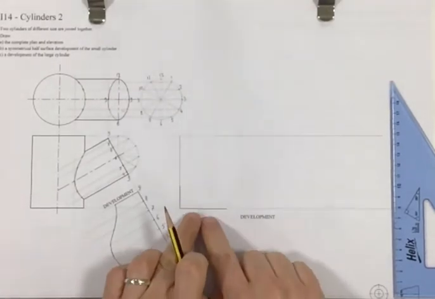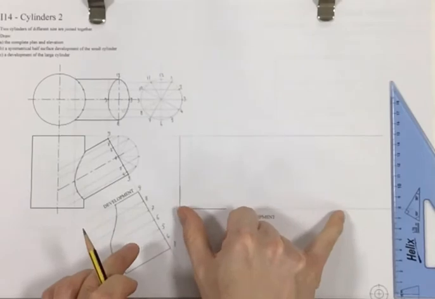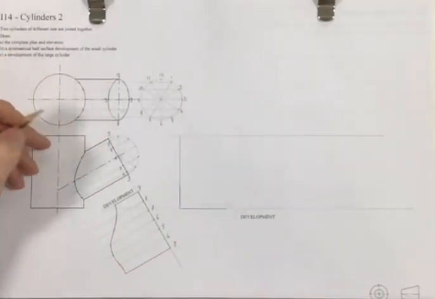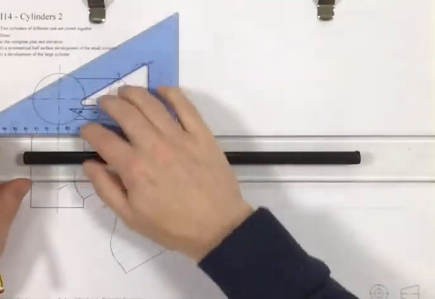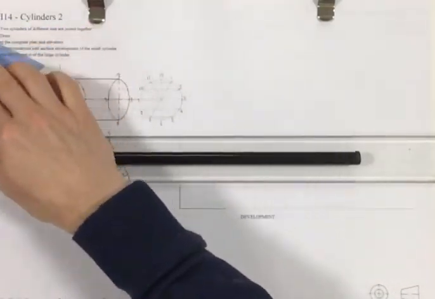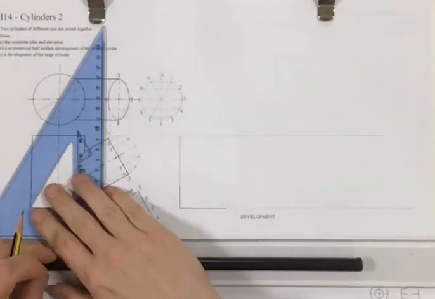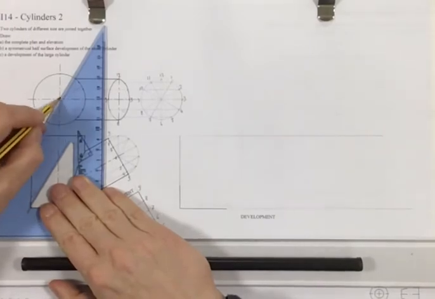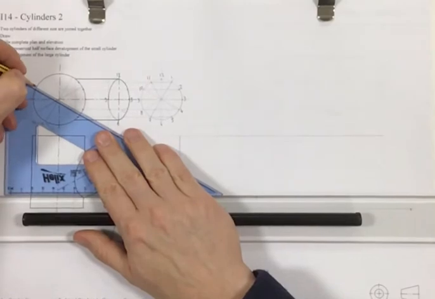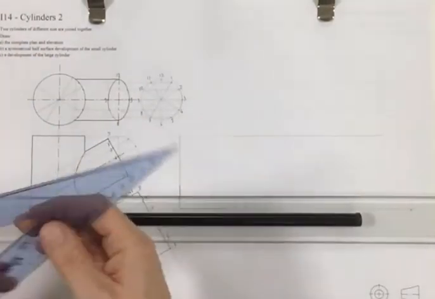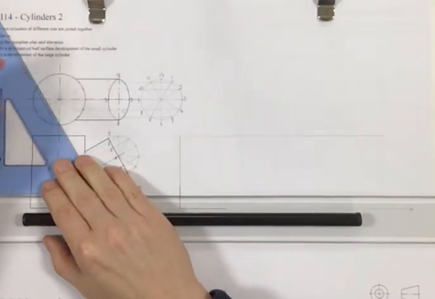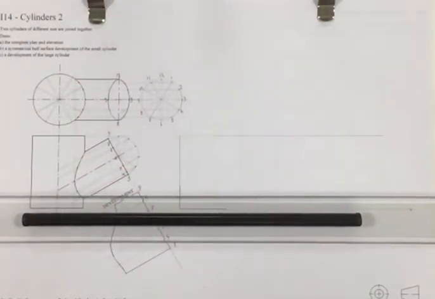Okay, but first of all, we need to find out the actual size of our cylinder. How big does it need to be? Well, again, we're going to use this circle here, and we're going to split it up into 30-degree segments, just so that we can get some sizes to work from. Now it does generate a lot of lines in your drawing, so that's why you need to keep them light. If you go in too dark, you're at risk of confusing yourself.